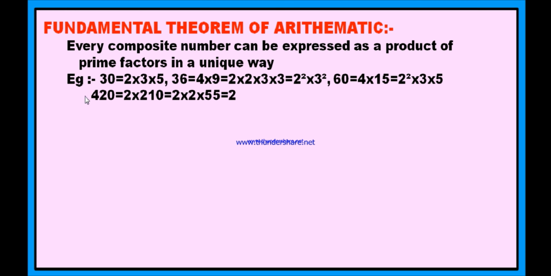Now go for another example, 420. This 420 you can write as 2 into 210. Again you can split 210 as 2 into 55, and you can split this 55 as 5 into 11. Therefore, finally 420 is equal to 2 into 2 into 5 into 11. 2 into 2 is 2 square, into 5 into 11. Therefore, 420 can be written as the product of prime factors as 2 square into 5 into 11.